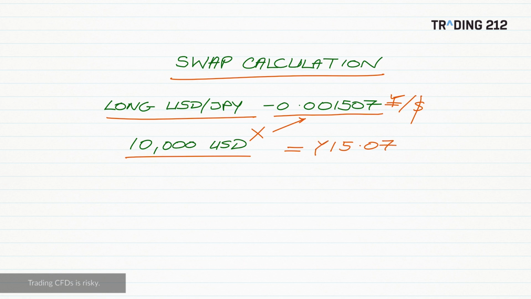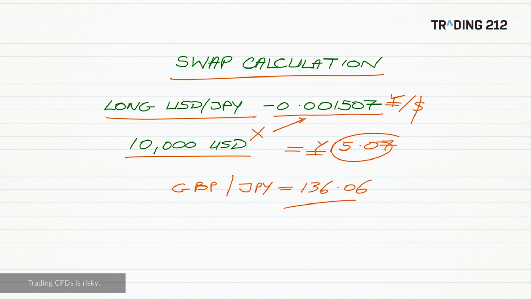15.07 yen. We now need to convert that into sterling because our account is sterling denominated, and the GBP JPY exchange rate was roughly 136.06. So divide this by this number, and we get that overnight swap cost of 11 pence per night. So hopefully now you have more of an understanding of how the swap value is calculated. What's very convenient with Trading 212's app, of course, is that it calculates the swap value for you dynamically so that you can see at a glance what it is at any time.